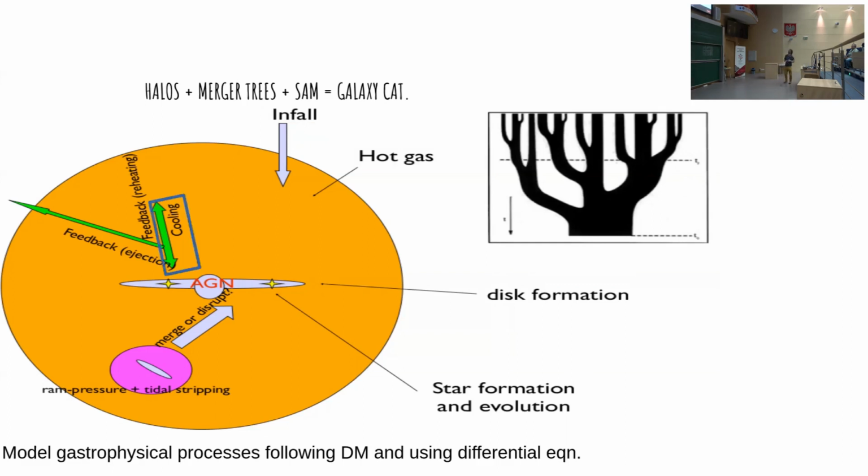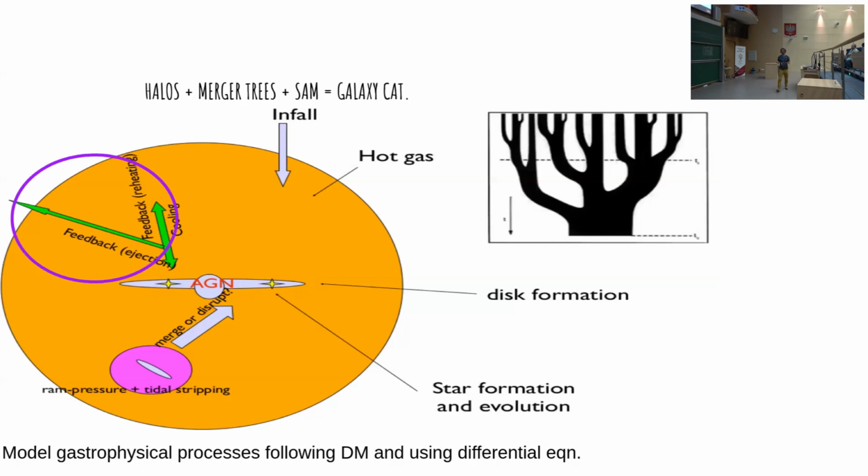Because the gas is compressed by gravity, it's shock heated, it's heated to virial temperature. But then you can also model the cooling process, because you have the physical process that describes the efficient time in which gas at this density and this temperature can radiate away its energy and start cooling down. Once you have cool gas, you can start forming disks. And once you have a disk, you can start forming stars.